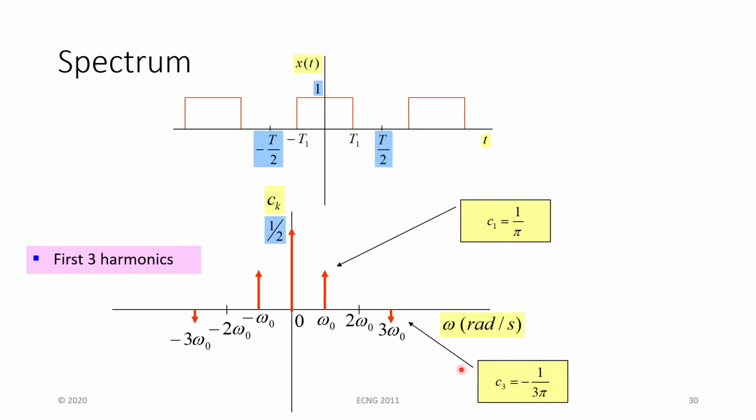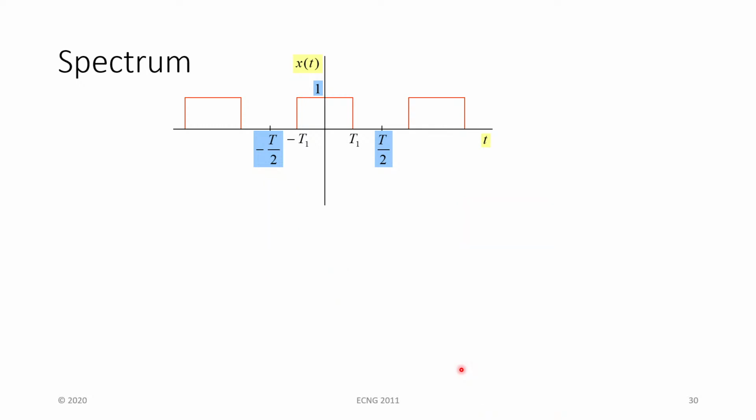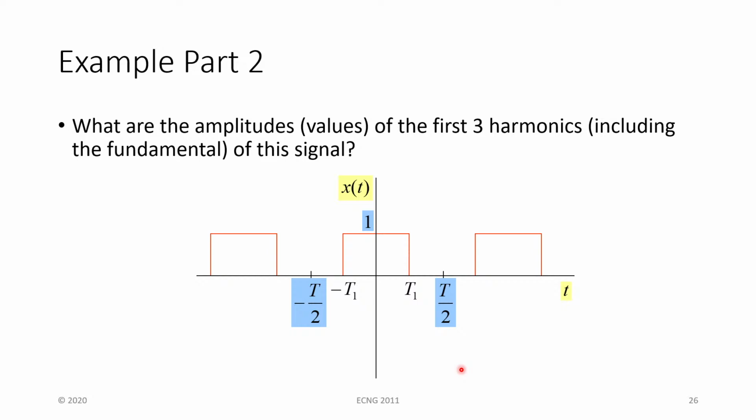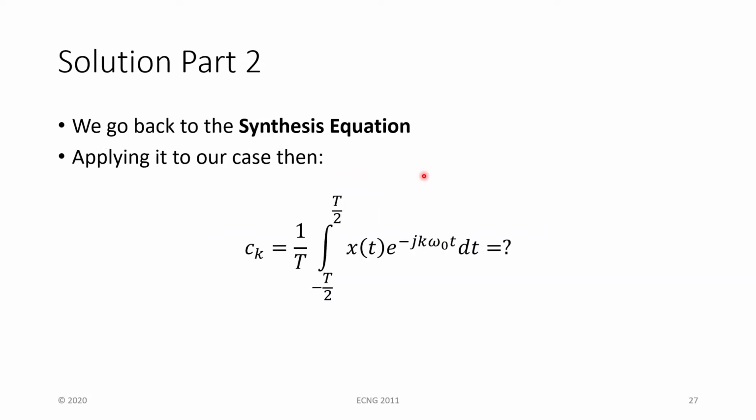Alright. Yeah, I'll go back through this one more time. That way you guys can understand what went on here. So for this second example, we were asked about finding the amplitudes of the first 3 harmonics, including the fundamental of the signal. So that would be when k is equal to 1, 2, and 3 for our ck equation.